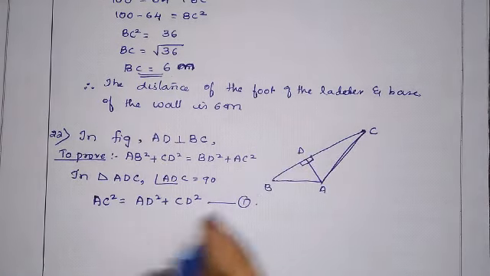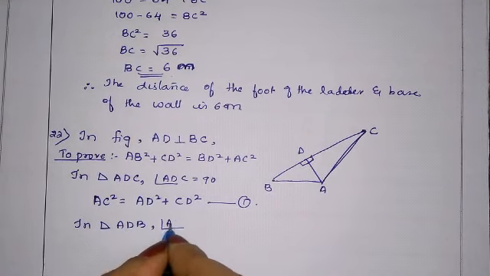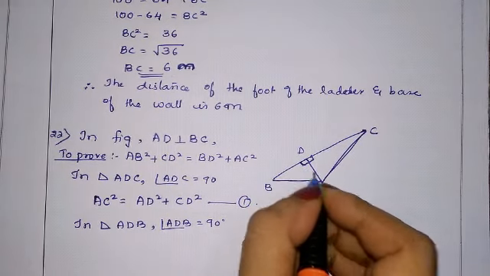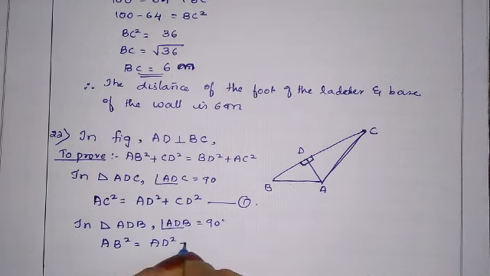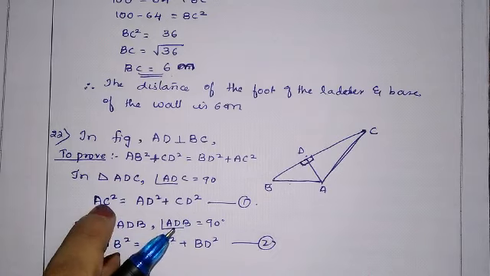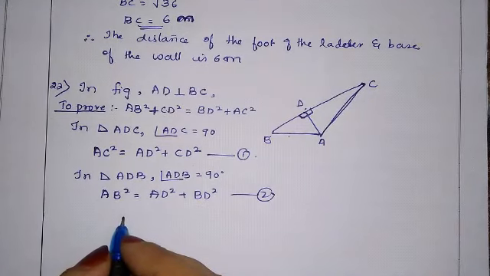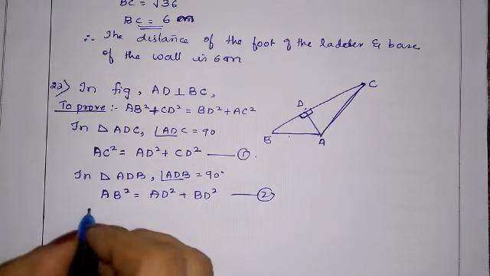Now let us take this side triangle. In triangle ADB, ADB is 90 degrees. So this is 90 degrees, which means this is the hypotenuse. The side opposite 90 degrees is always the hypotenuse. By Pythagoras theorem, AB square is equal to AD square plus BD square. Equation 2. See, adding is there, but here we have AC and AB. We don't want AC and AB, so we can't add 1 and 2. What we will do is subtract 2 from 1 or 1 from 2.